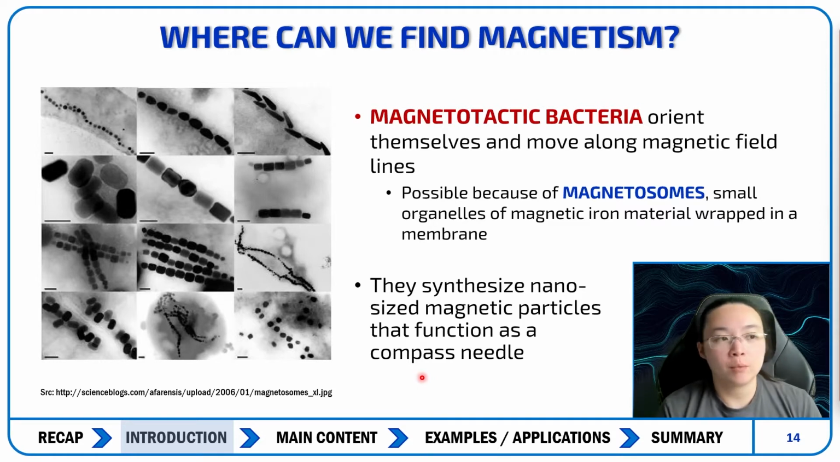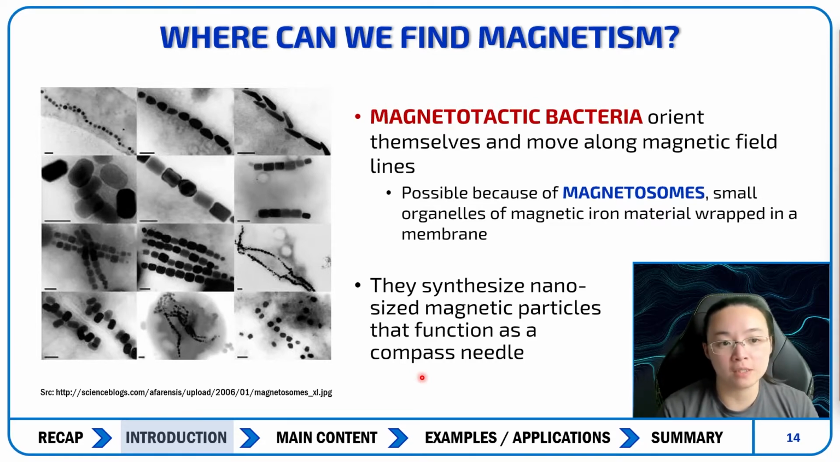Next, we want to take a look at where we can find magnetism in living things. So we took a look at speakers. There are so many more applications, but let's take a look at where we can find it in living things. And when we talk about that, we take a look at bacteria, specifically magnetotactic bacteria.